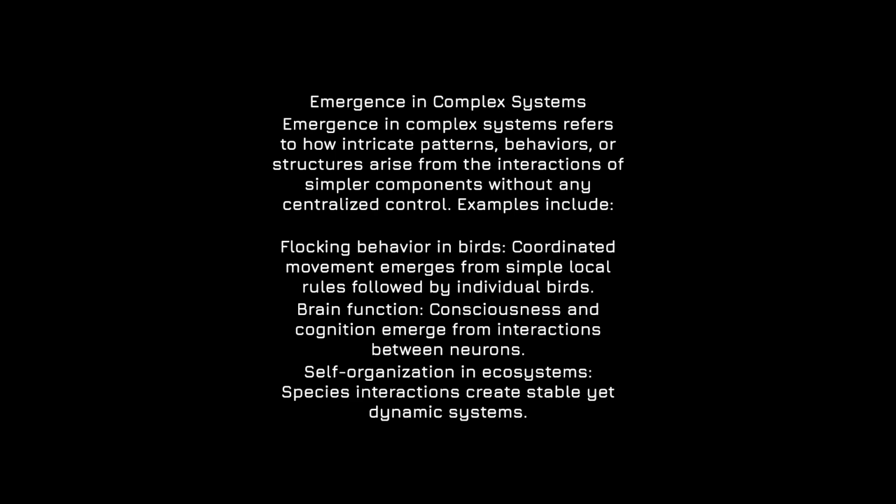Emergence in complex systems. Emergence in complex systems refers to how intricate patterns, behaviors, or structures arise from the interactions of simpler components without any centralized control. Examples include flocking behavior in birds. Coordinated movement emerges from simple local rules followed by individual birds.